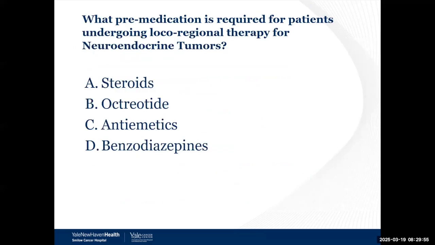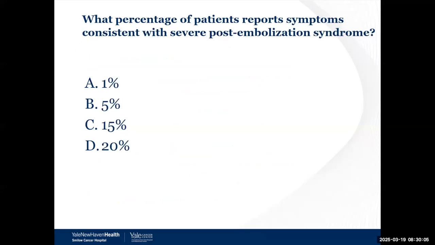What pre-medications are required when you're undergoing locoregional therapy for neuroendocrine tumors? Octreotide, B. Correct. What percentage of patients undergoing TACE experience severe post-embolization syndrome? B as well. 5%. Correct.